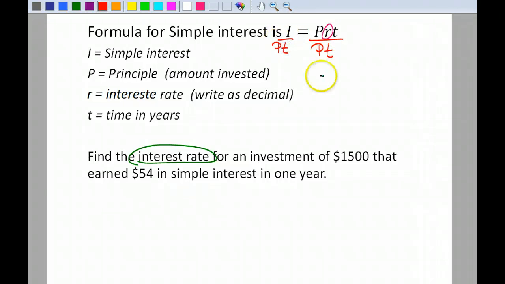So now I have, see, this cancels, that my interest rate is equal to the simple interest divided by the principal invested times the number of years, time in years. Now let's go ahead and find that interest rate.